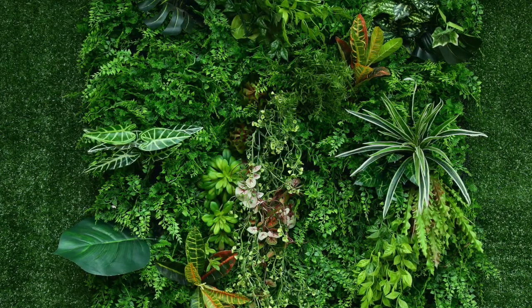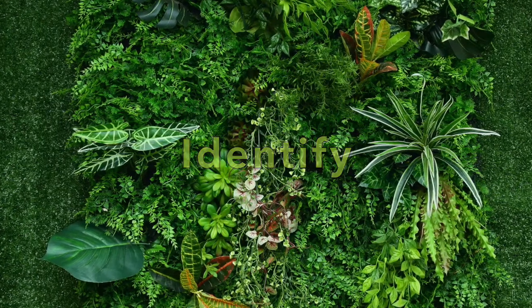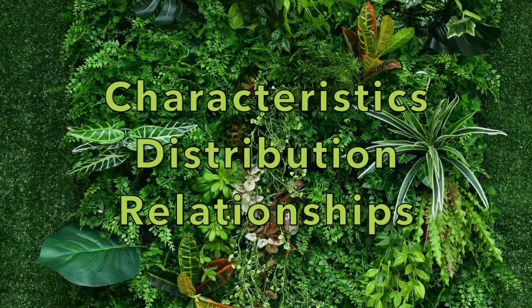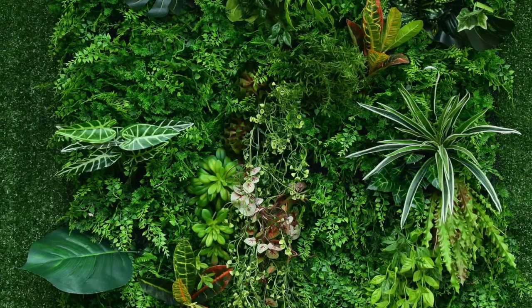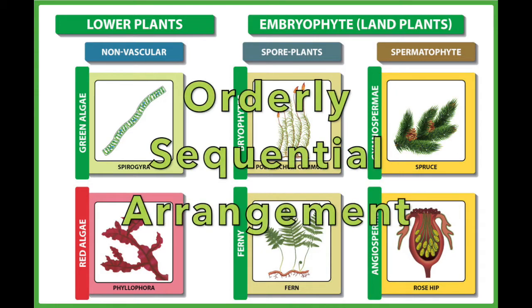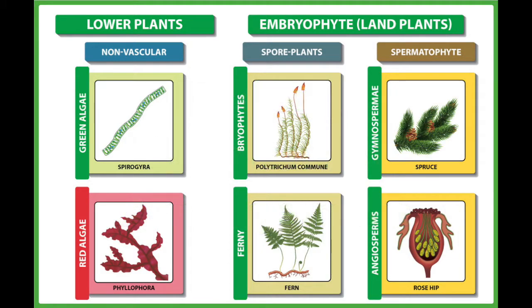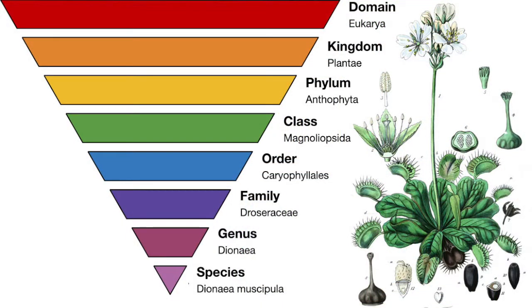Plant taxonomy's first purpose is to identify all the different kinds of plants in this world, their characteristics, their distribution, and their relationships to other plants. A second purpose is to place plants into an orderly, sequential arrangement of plant classification. This sequence goes from the largest category in terms of member numbers, called a domain, sequentially down to the generally smallest category, called a species.